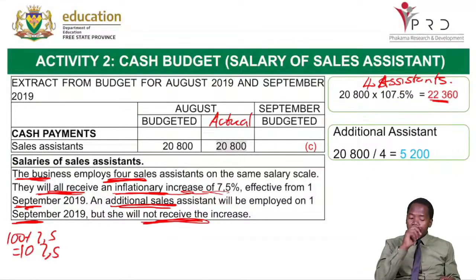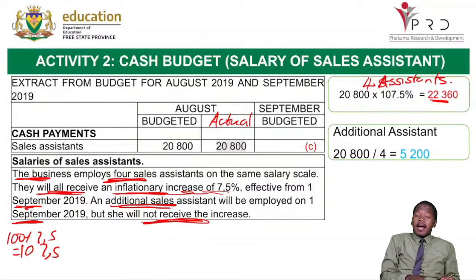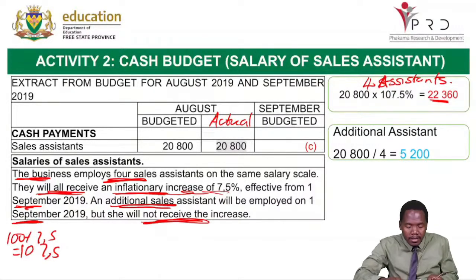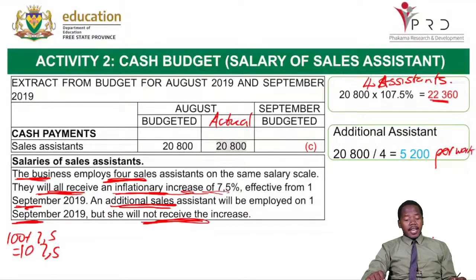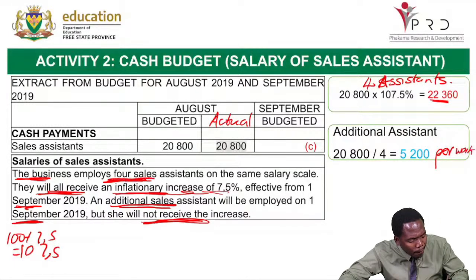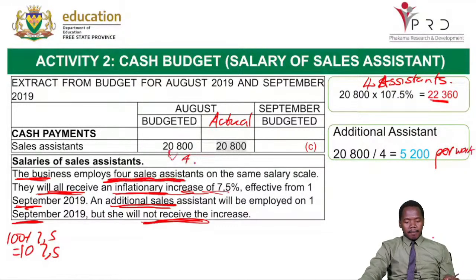Additional one. Remember, we can use the salary of the other four to know how much they were earning per month. From what they're earning per month, that will be the new salary of the person. So now, the additional assistant is earning 5,200. That was 20,000 divided by 4. Why divide by 4? Because there were 4. The amount here consists of 4 employees. Okay?